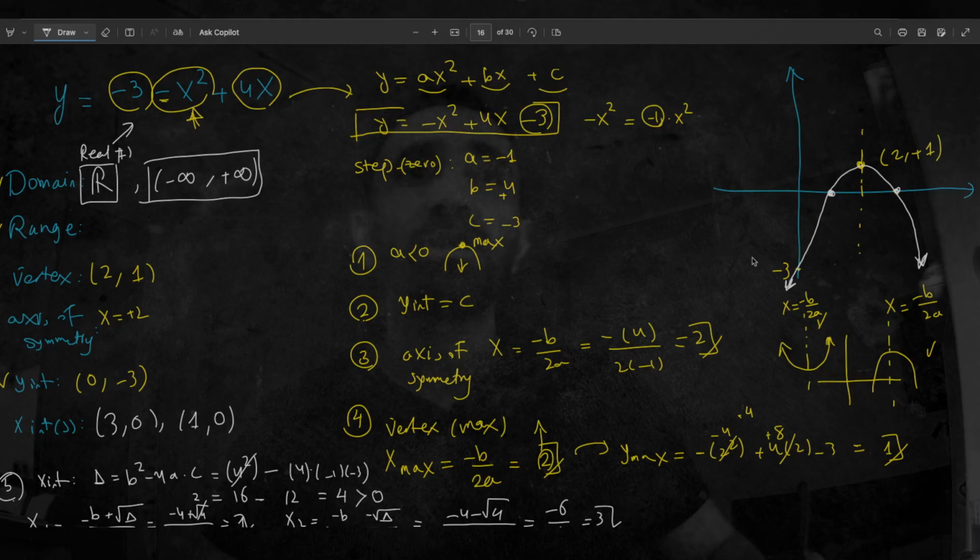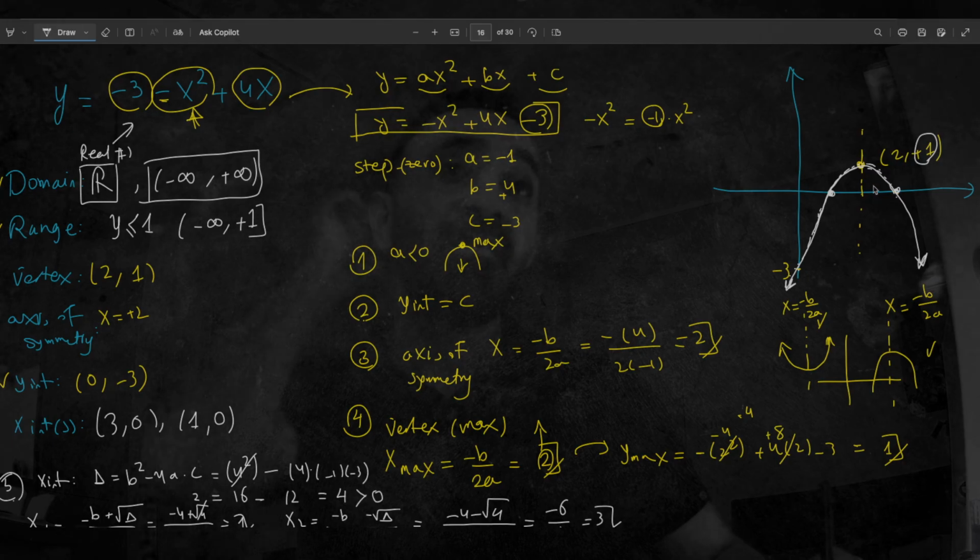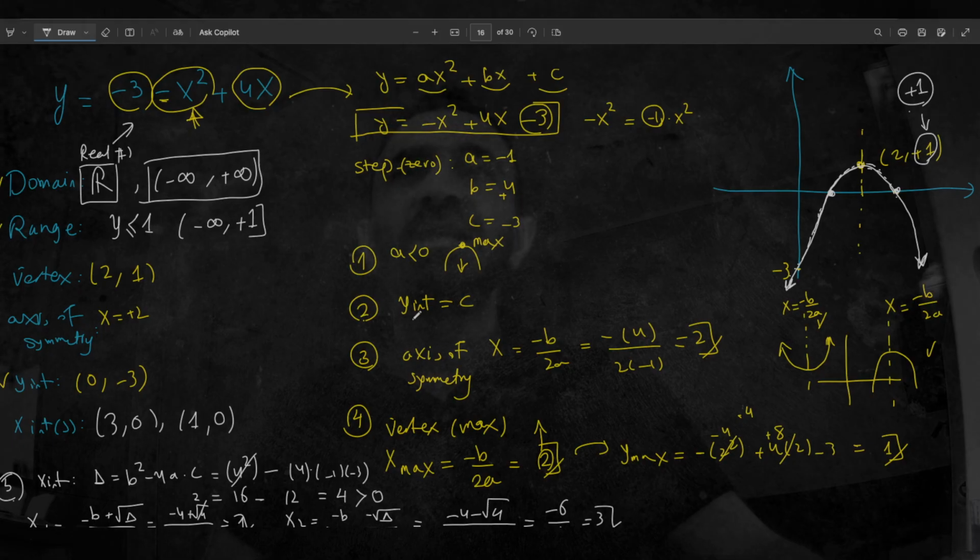Okay, what about the range? Look, the y value of these points on this curve is always less than plus 1. So the y value is always less than or equal to plus 1. Or you can show it from minus infinity to plus 1 included. Okay, this is something to consider. Why? Because in this curve, the y values, as you can see, are always less than the y value of the maximum point. What is the y value of the maximum point? Plus 1.